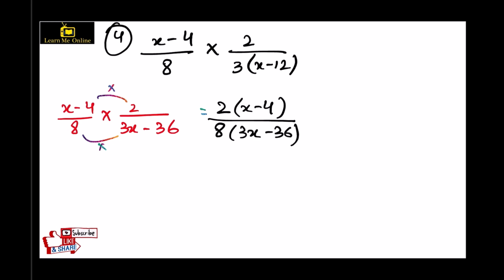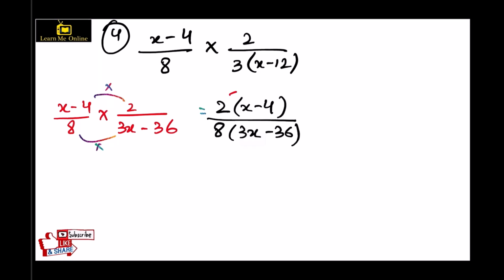Now we're going to expand the bracket, and expanding the bracket means we'll be multiplying the number written outside the bracket with the numbers written inside the bracket. To do that multiplication, when you do 2 times x, you will get 2x minus 2 times 4 is 8, which is there in the numerator. And the denominator would be, or you can do one more thing here.